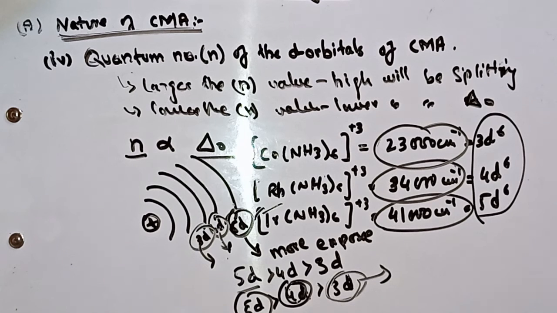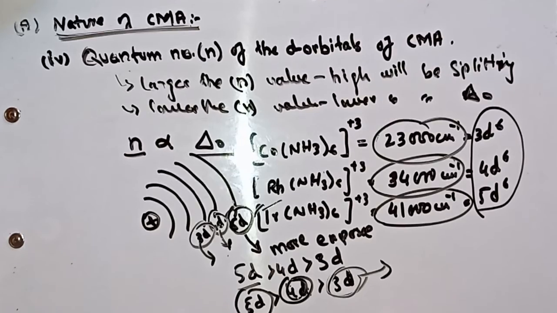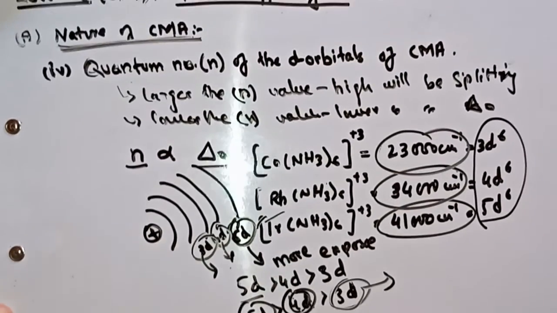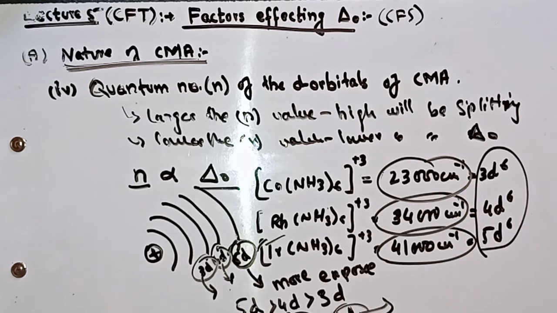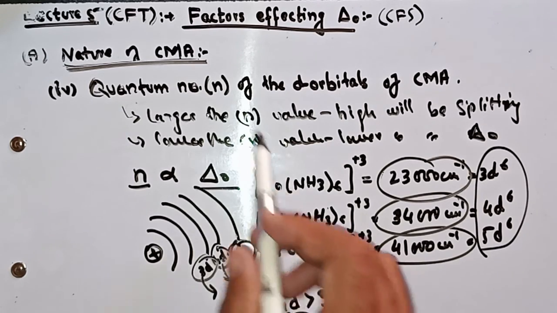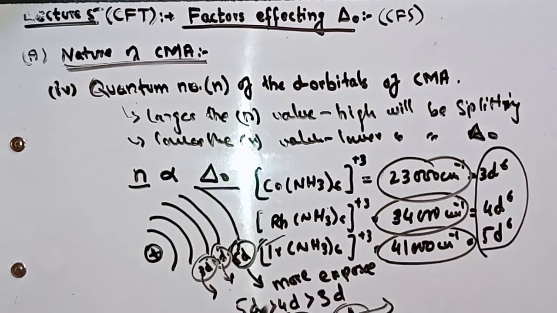So this is the reason, and this is the end of today's topic, lecture number 5: factors affecting del naught, how it is affected by different factors. I already explained it to you, and I hope it will be clear and you will get it easily.